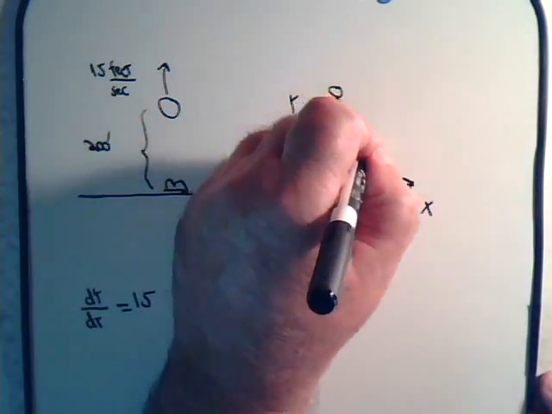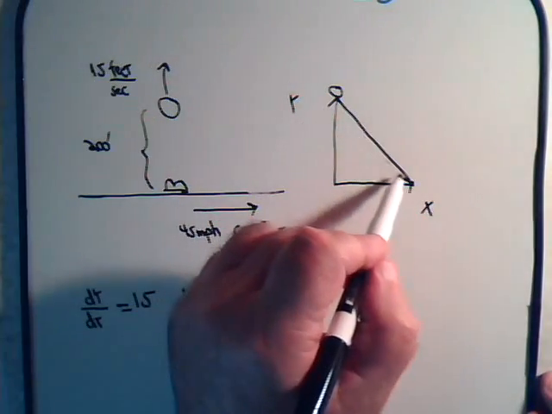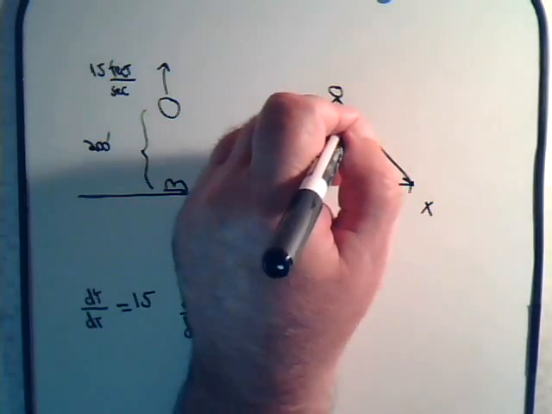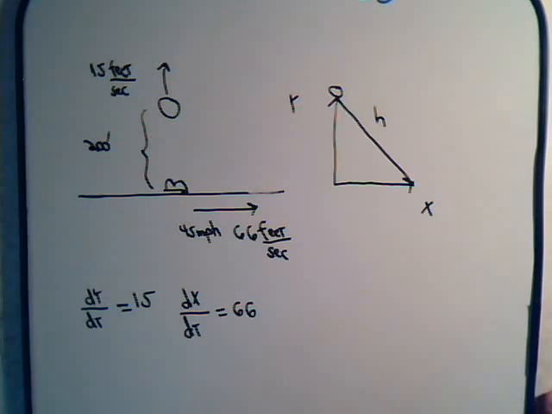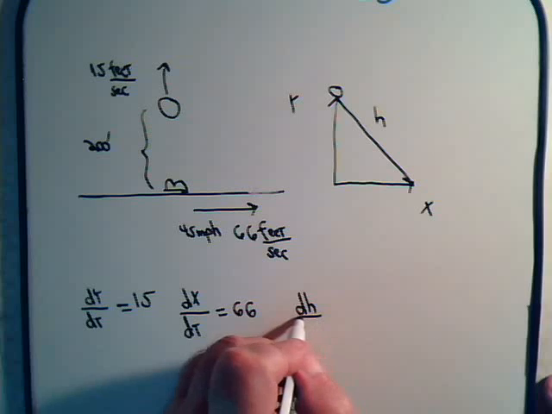What we're asked to solve for is, here, this is the balloon, here's the car. We're asked to solve for the rate of change of the distance between the balloon and the car. And this we just call h. So we want to find dh/dt.